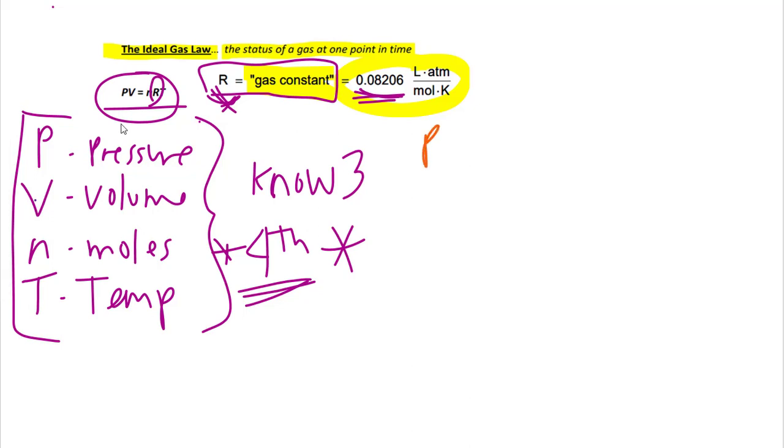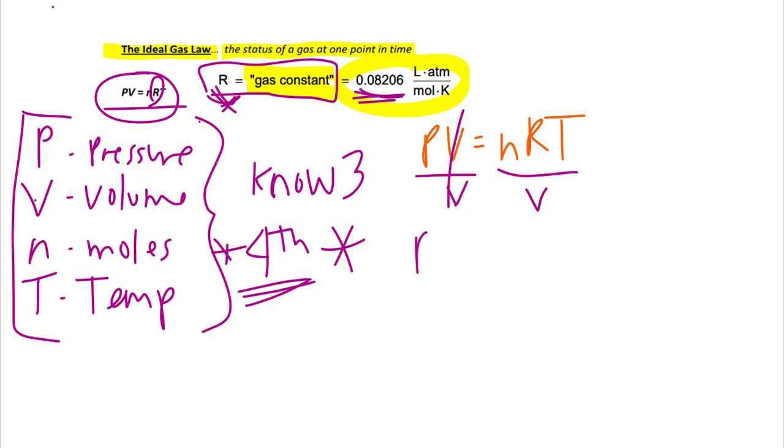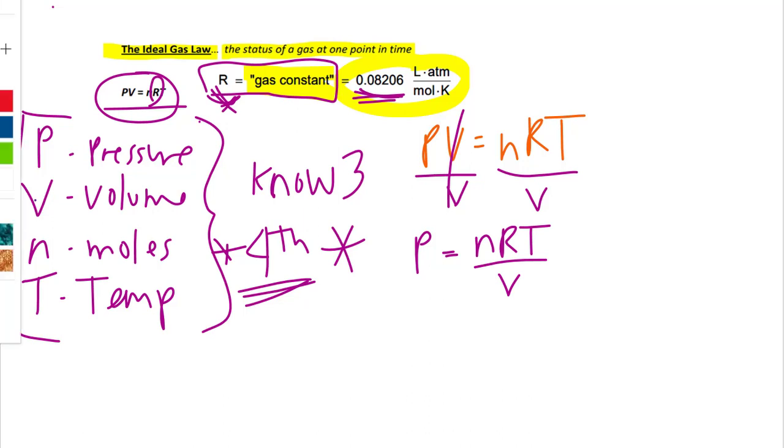So if we know that pressure times volume is equal to moles times R constant times T, and I say, okay, let's solve for pressure, that means I need to get rid of what pressure is attached to. In this case, pressure is attached to volume by multiplication. So using algebra, I need to divide by volume on both sides. So pressure is equal to nRT divided by volume. And hopefully you feel pretty comfortable with that.